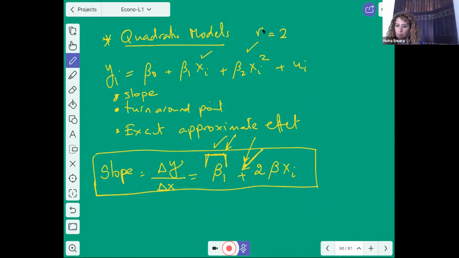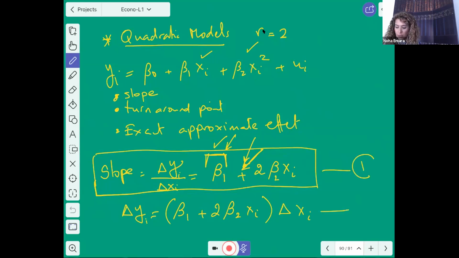So I can rewrite this in this way. The change in y is equal to beta 1 plus 2 beta 2 xi times the change in xi. Let's add the i everywhere. Does anyone have any question about that? This is just rewriting. If this is 1, I'm rewriting 1 and I'm getting this equation.